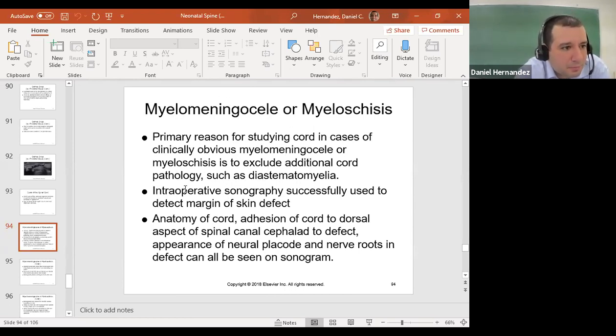Intraoperative sonography is successfully used to detect the margins of the skin defect. We assess the cord, the anatomy of the cord, and adhesion of the cord to the dorsal aspect of the spinal canal, cephalad to the defect. The appearance of the neural placode and nerve roots in the defect can also be seen on sonogram.